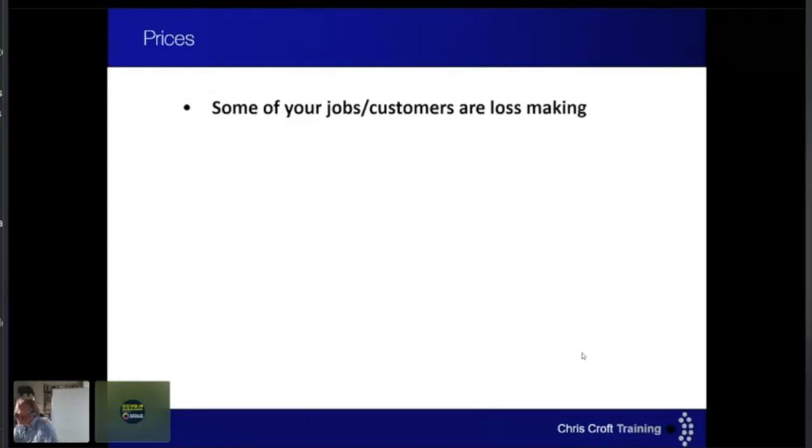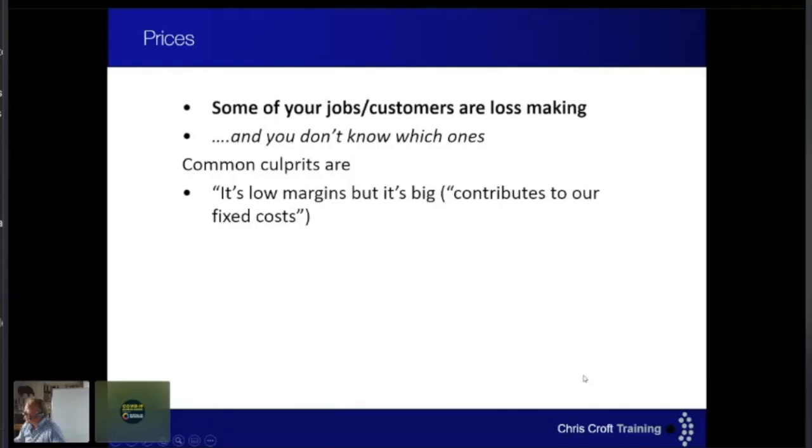Some of your jobs or your customers are loss making and you don't know which ones they are. Common culprits will be things like, it's got low margins, but it's a big job and it contributes to our fixed costs. I bet you've said that before, or your boss has said that. We'll explore that in a minute.